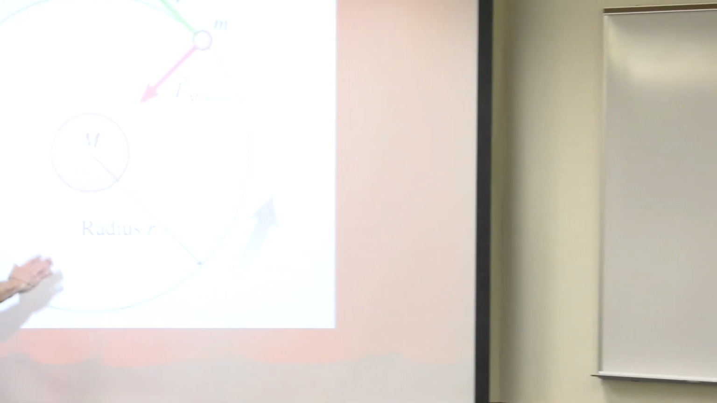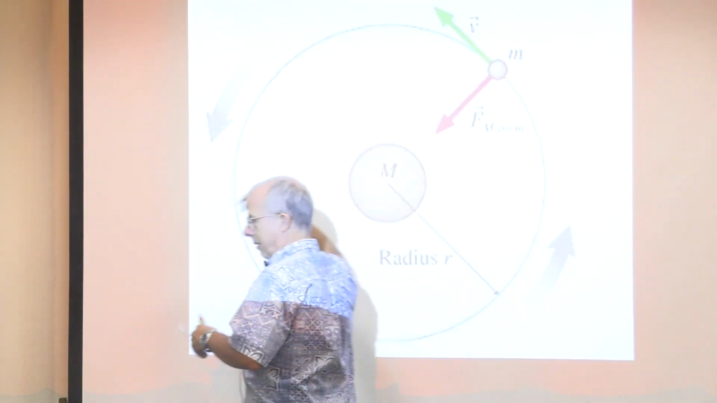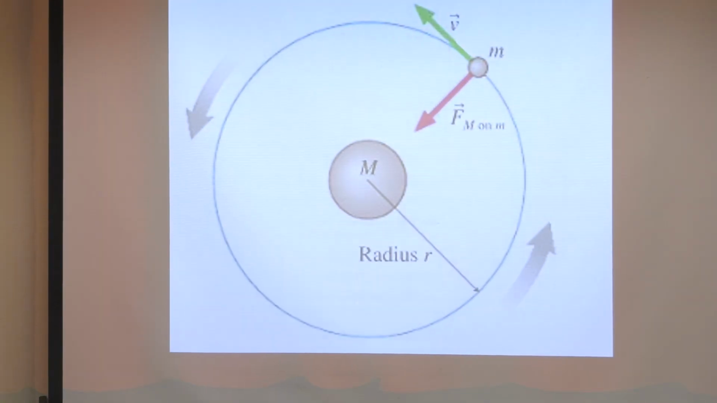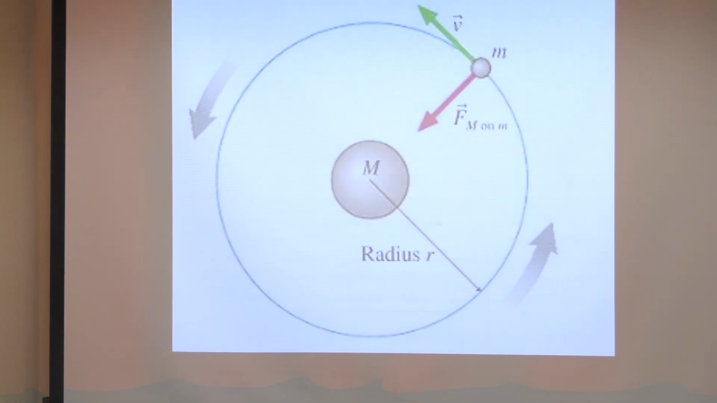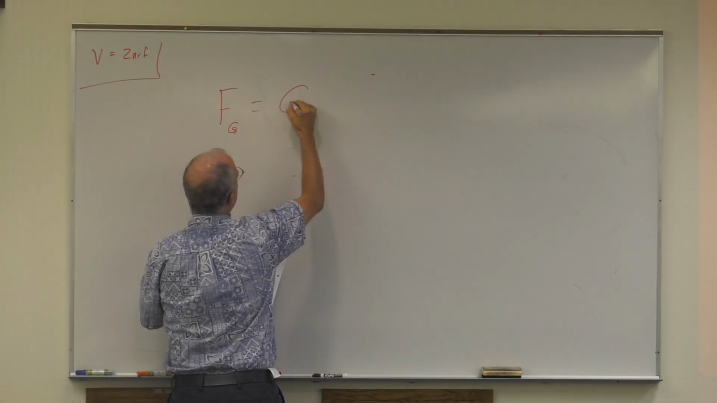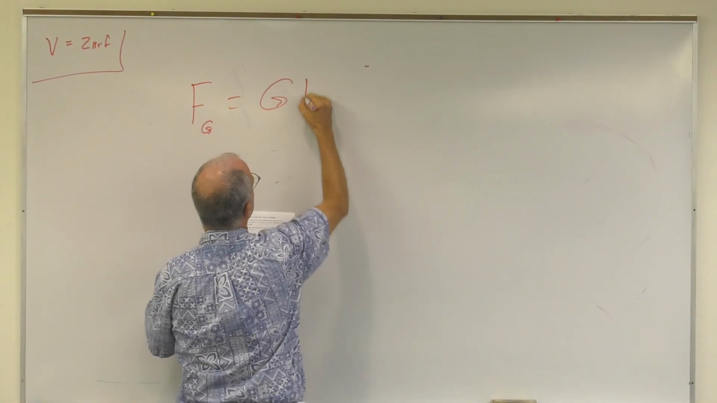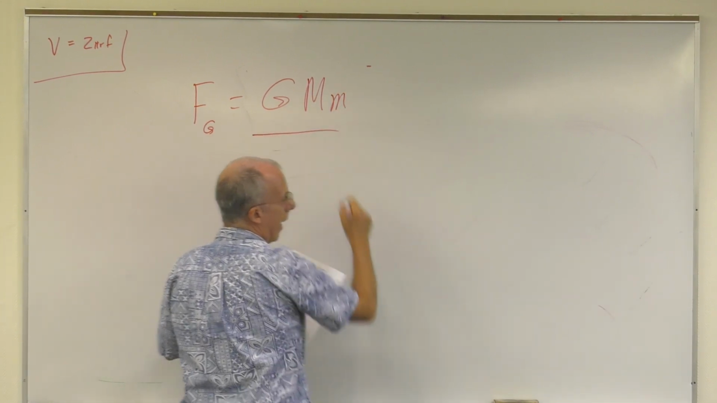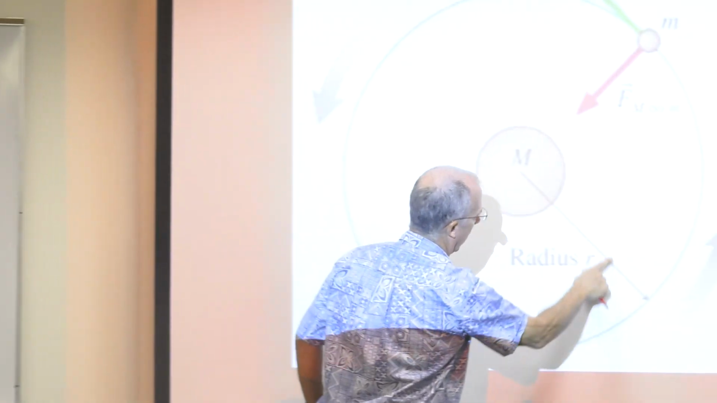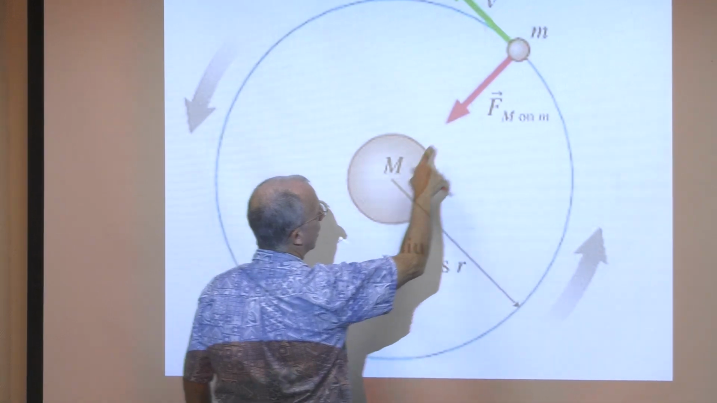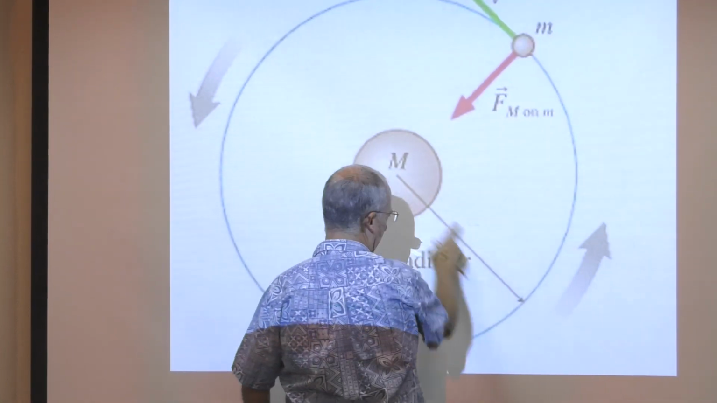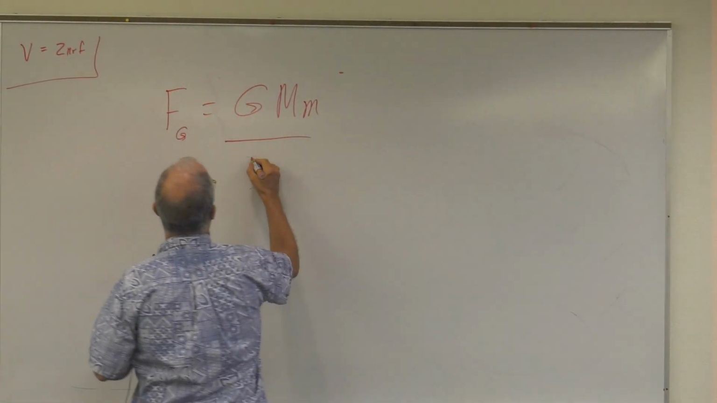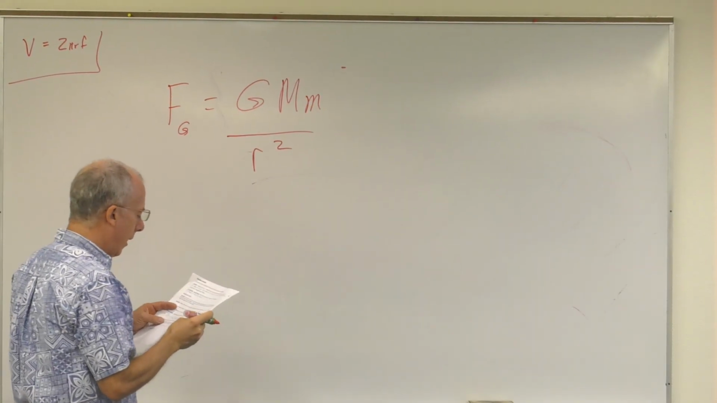So here it is. This is Earth, and this is something that we're going to throw around the Earth, and we're far, far away. So what's the force of gravity? I'll just use Newton's law of gravity. So G, uppercase M, that's the Earth, lowercase m, that's whatever we're throwing around the Earth, divided by this distance. This is from the center of the Earth to the center of the thing, but this is small, so we'll just say r. So r squared.